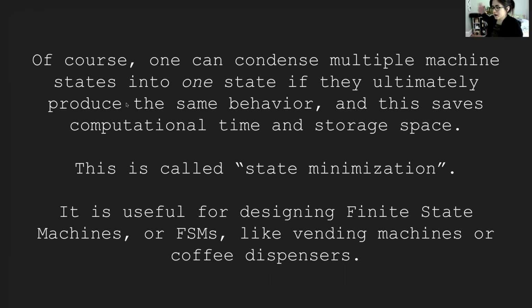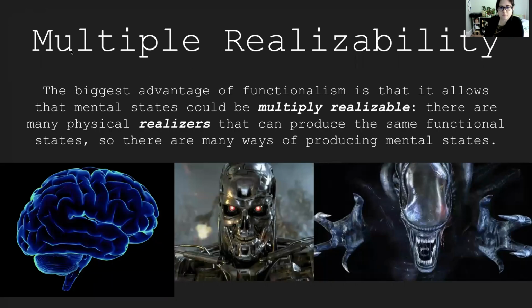So it looks like you'd be able to model a really complicated organism with very simple functional specifications and still get a pretty high fidelity input-output match if you can do enough of this state minimization. So there would be lots of ways actually to instantiate something with a mind if you thought that mindware is software. So what this enables is multiple realizability. Again, the biggest advantage of functionalism is that it allows that mental states could be multiply realizable. There are many physical realizers that can produce the same functional states, so there are many ways of producing mental states. So you might get mental states made up of brain stuff, mental states in something with a robotic mind, robotic hardware, and mental states coming from something with alien hardware, right? All of that would be a way to build a mind.